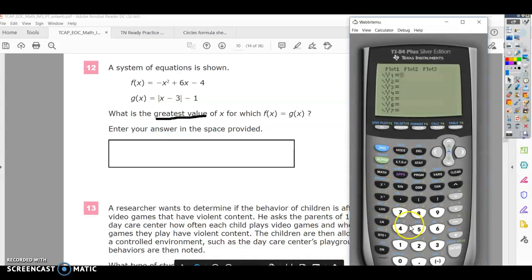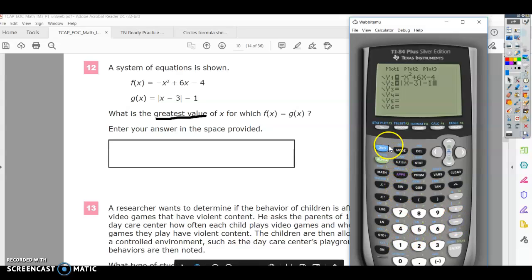All right, so if I graph the first one, it's going to be negative x squared plus 6x minus 4. All right, scroll down. And I've got g of x. My second equation is absolute value. So if you go to math, arrow over to number, it's going to say ABS. That's your absolute value. So absolute value of x minus 3. Now I need to get outside my absolute value and have a negative 1.